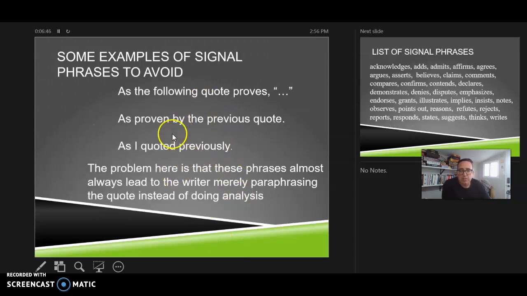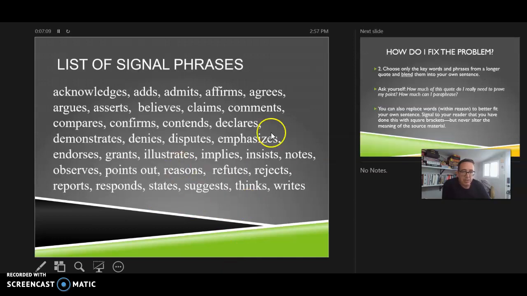Some ones you want to avoid: as the following quote proves, as proven by the previous quote, as I quoted previously. Ooh, that's a bad one. That kind of call back to things that you've done previously in your writing. These again make your reader do more work than is necessary, and they don't lead to good engagement with the direct textual evidence. So here's just a list. You can look through my PowerPoint notes if you want to look into this more closely.